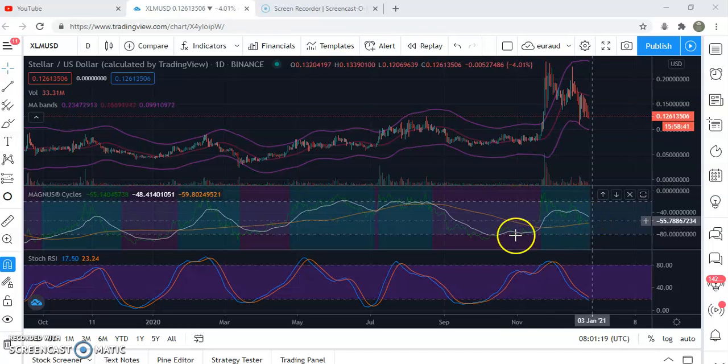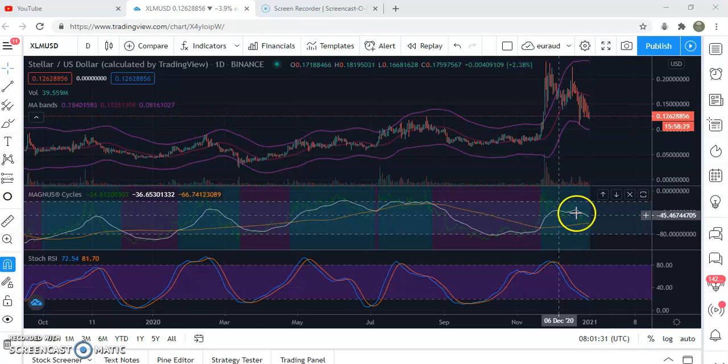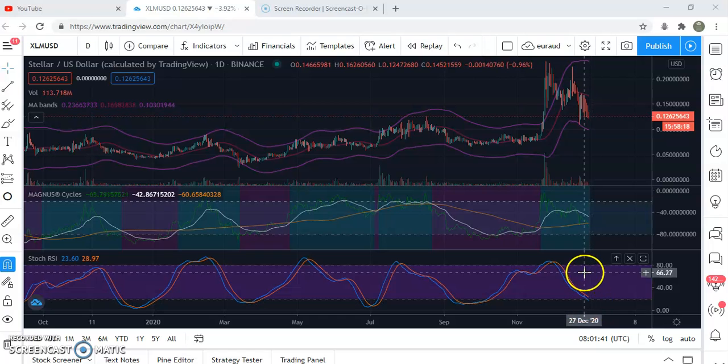So, what we see here in terms of Magnus cycles is that the orange curve is oriented upwards, which means we should be expecting over the long term a break up for Stellar, while if we analyze the short-term trend, we see that the white curve is oriented downwards, which means we are expecting further weakness, okay? And same for the stochastic RSI.